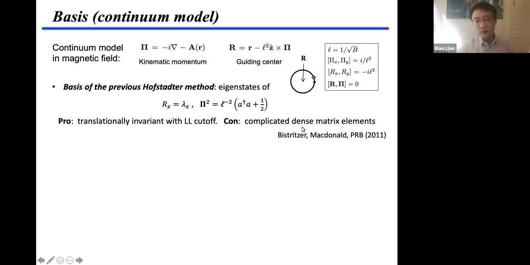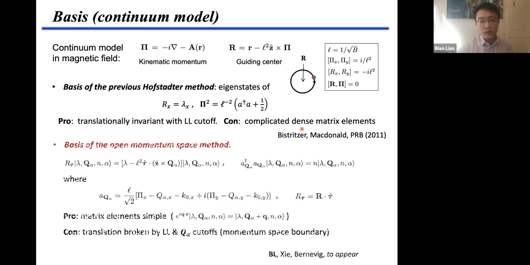However, the matrix is a dense, complicated matrix, which is very difficult to implement. It involves carefully calculating the matrix elements using special functions. And the matrix is dense, which costs a lot of computation power. So what we find is that for the momentum space method we just mentioned, the basis involves 4 quantum numbers.